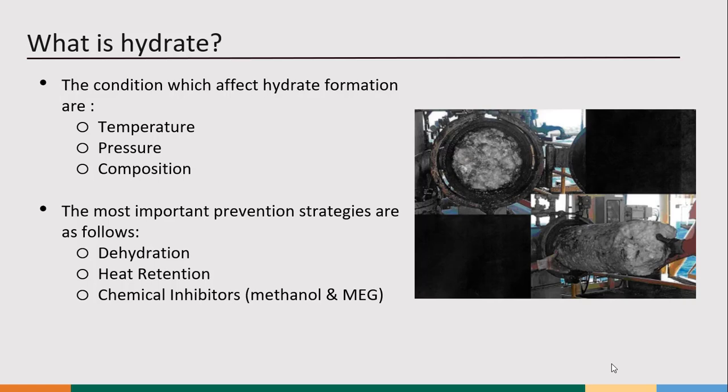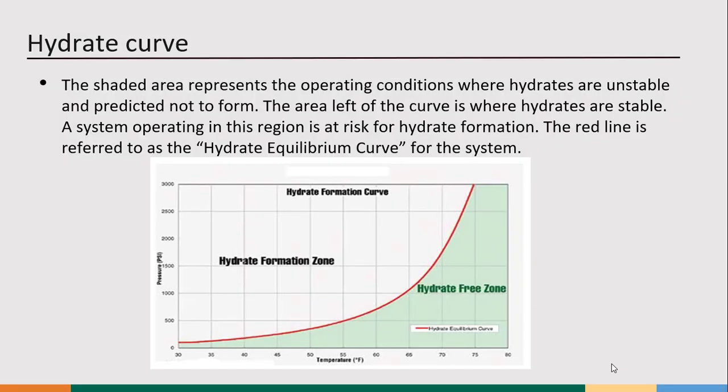And third is the use of chemicals. We use chemicals such as methanol and MEG to shift the curve. I will tell you what I mean by shifting the curve. So this is the curve. If you go to any process simulation software, you put in your gas composition, then go to the properties, and you can easily get this hydrate curve.